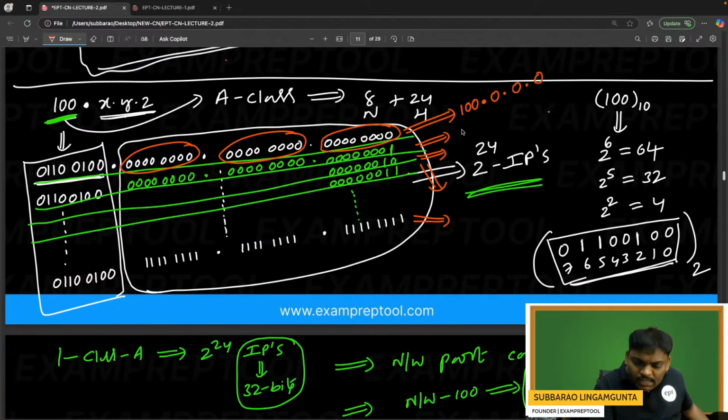If you see the second one, the network part is 100 only. The second octet is also 0, the third octet is also 0, and the fourth one has the decimal value 1.